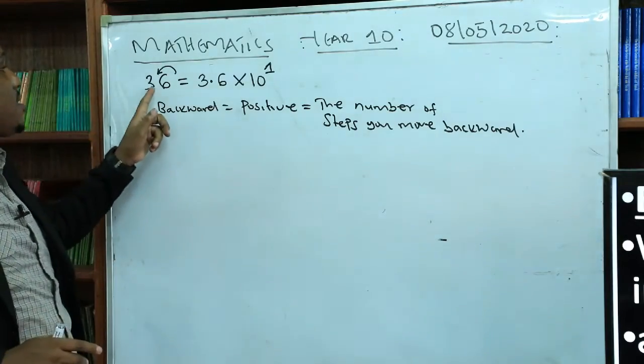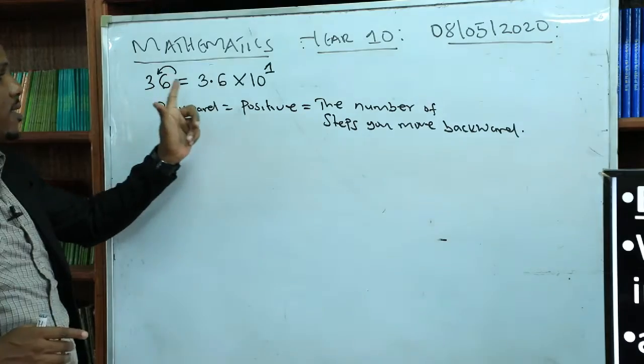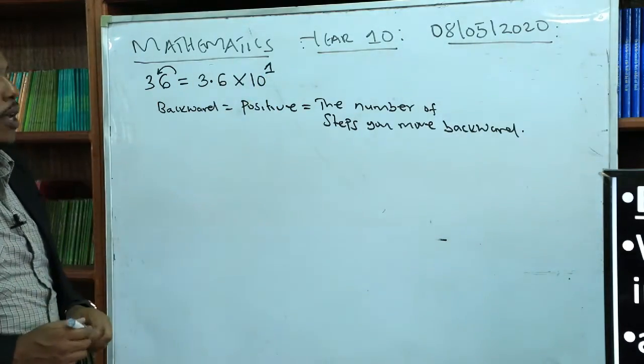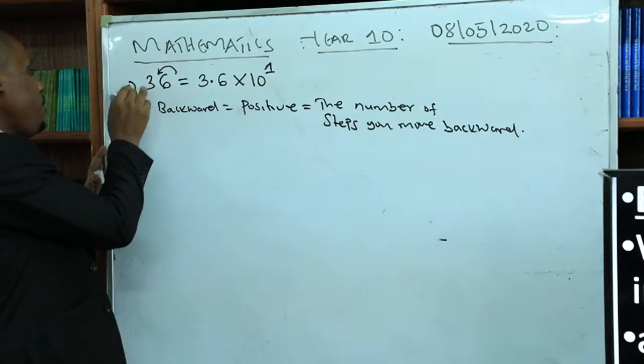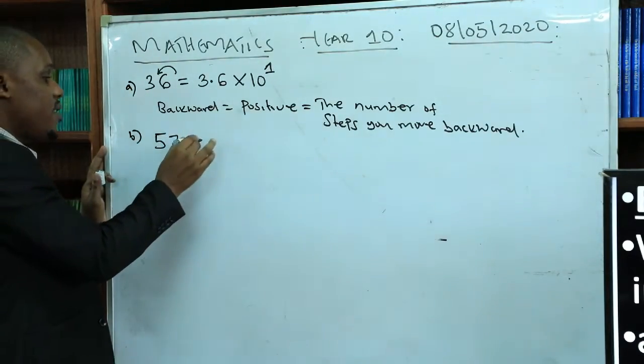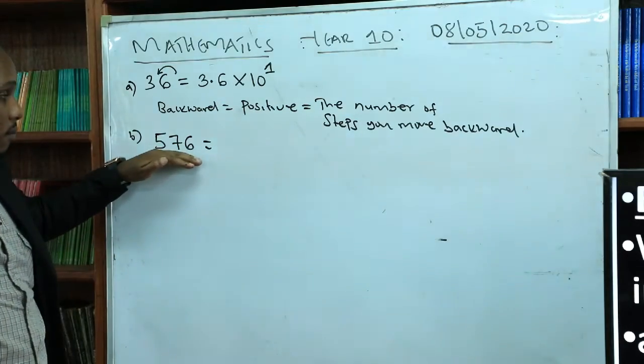So in our case 36, we're only moving one step backward. That's why we are achieving our number as 3.6, then our n becomes 1. If I may take my example number 2 again, that is B. We are having 576. So in the case of 576 again, 576 is greater than 10.